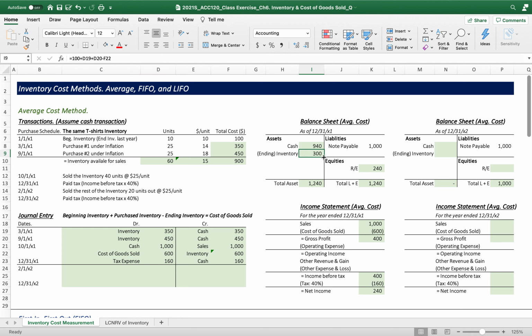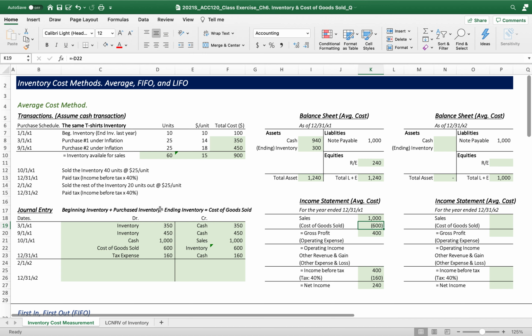Now you can see that out of 900, we have 300, right? Out of 900, we have 300. Why? Because we sold out of 900, cost of goods sold is 600, the remaining is 300, okay?